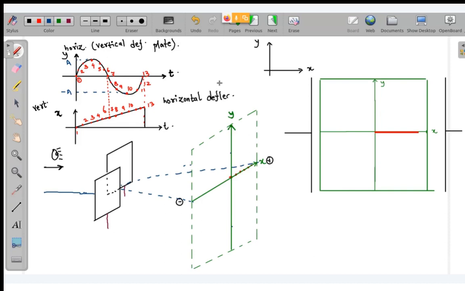Noted? Okay, fine. So now we are going to combine these two plates. We are going to combine these two plates to see the exact signal. Okay. So I will do it here itself. Okay, I will do it in here itself only. So now let me introduce both the plates.